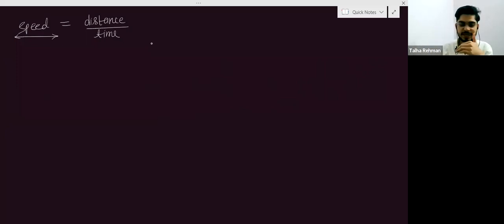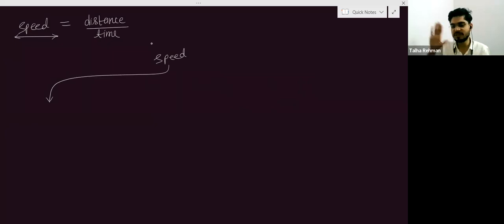But on the other hand, there can be another condition that your bike can move with different speeds. For the first 2 seconds, the speed of your bike is 50 kilometer per hour. After 2 seconds, your speed is 60 kilometer per hour. This is a practical example. So basically, we will have two types of speed. One is the constant speed or uniform speed. Uniform means the speed is not changing with time or distance.